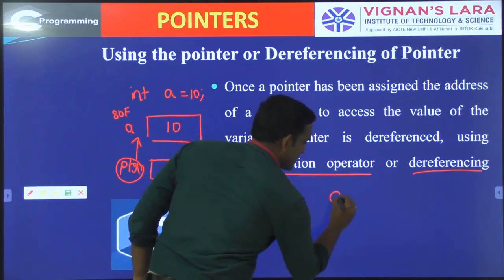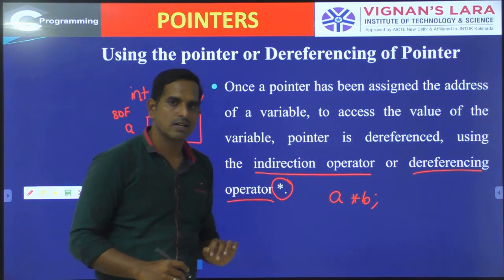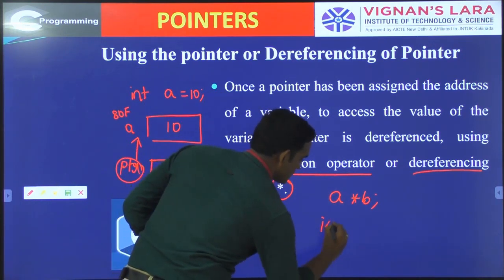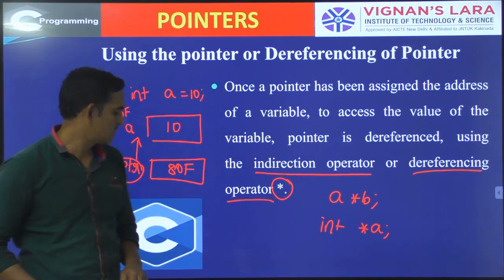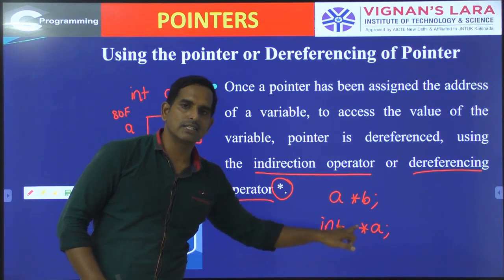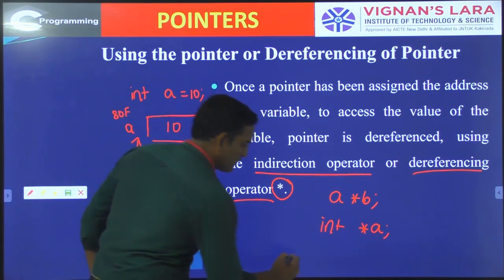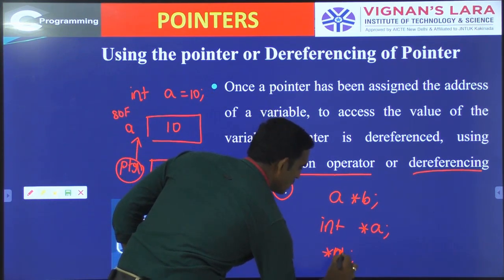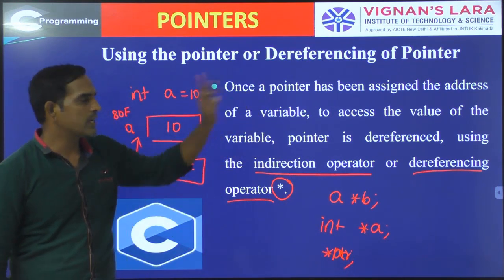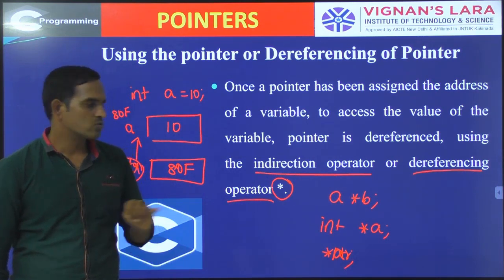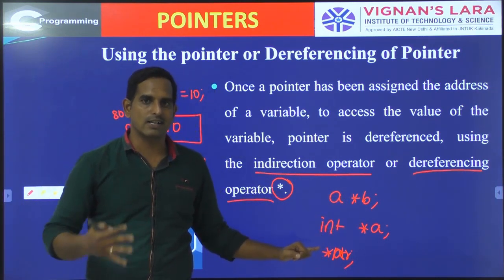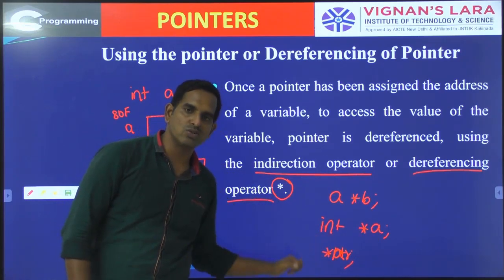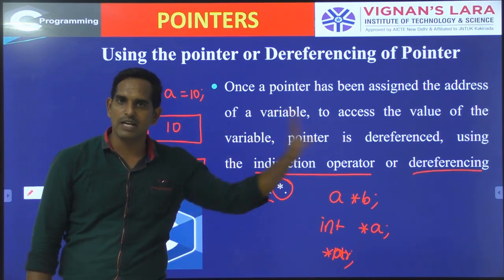For example, if you are using the star between two variables, then the star means multiplication. If I use the same star in a declaration, it means that this is not a normal variable, this is a pointer variable. If I use star separately with a single pointer, then we call it the dereferencing operator or indirection operator. So based upon the place you use the star, it has a different meaning. Between two variables, it is multiplication. In a declaration, it is a pointer declaration. With a pointer, it is the dereferencing or indirection operator.